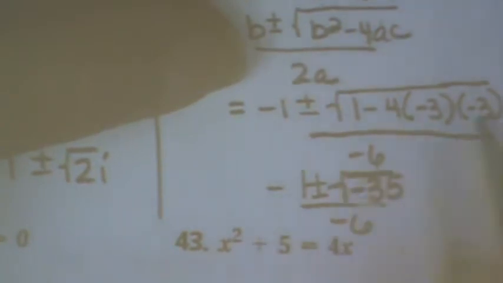Not my math error. Now, all you're going to have to do is take out the i, so it's negative 1 plus or minus root 35 i over negative 6. Now these negatives will cancel and you end up with 1/6 plus or minus root 35 over i. So these two negatives can cancel out.